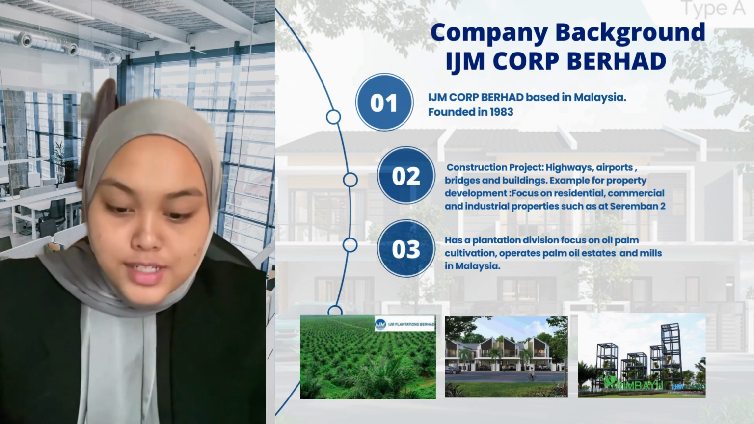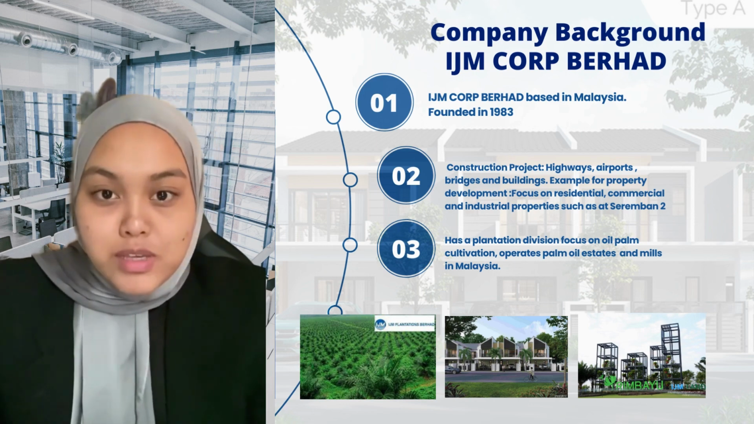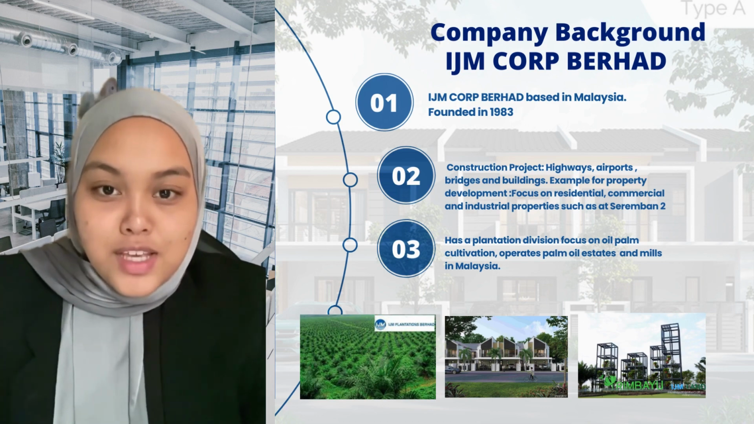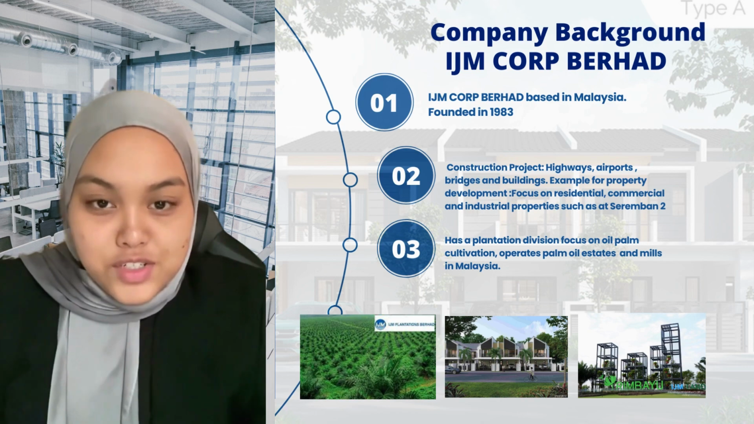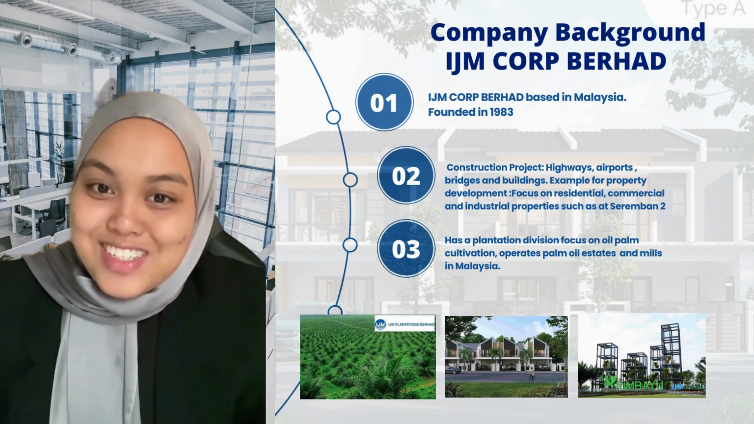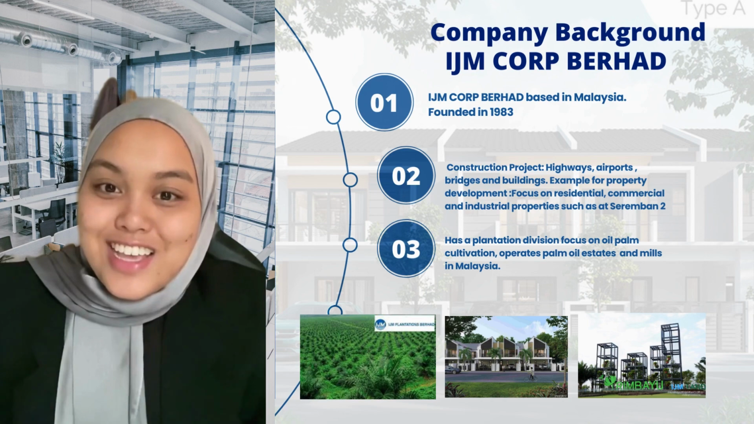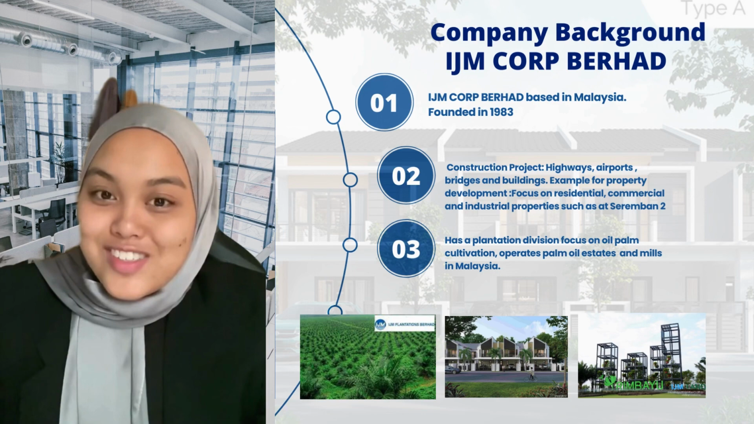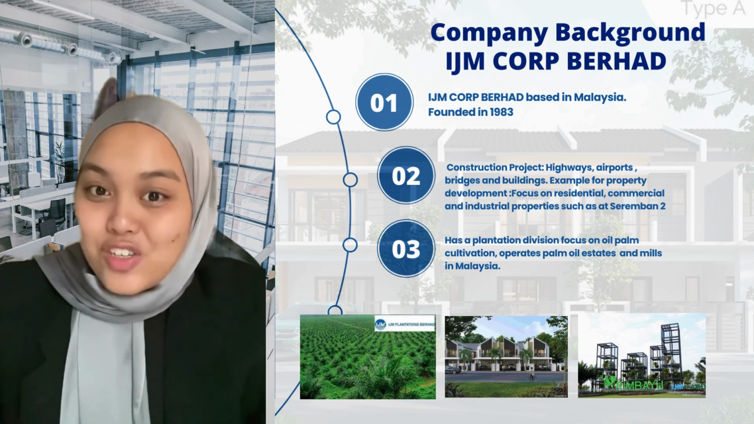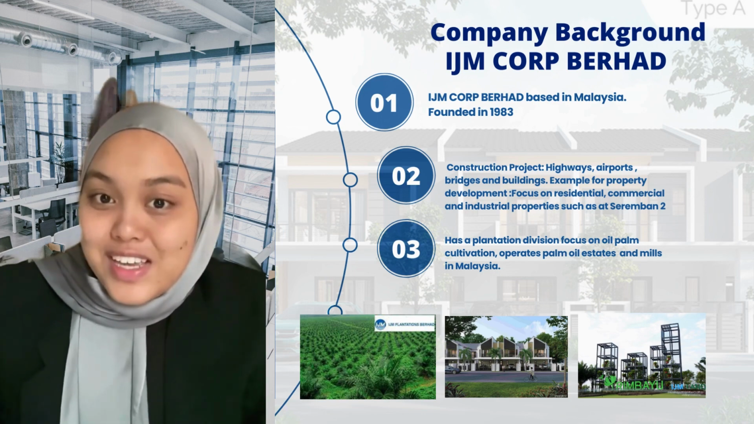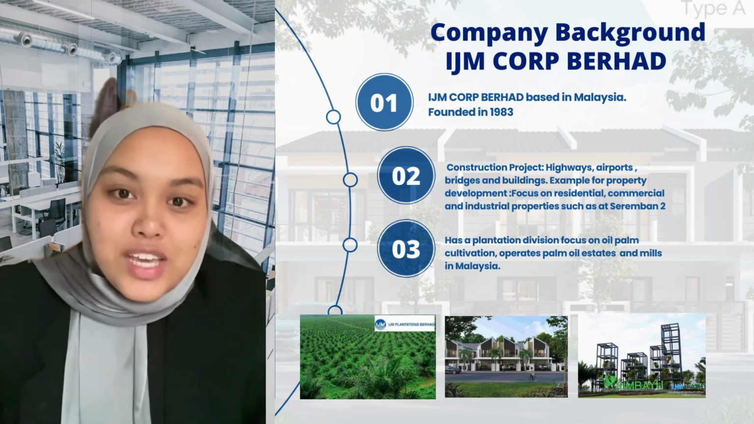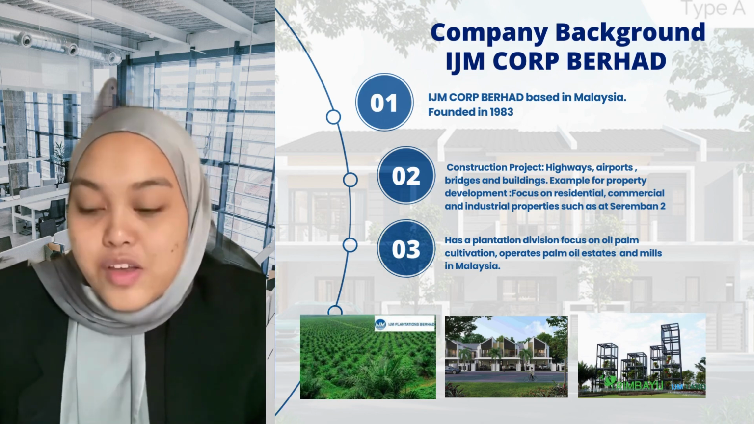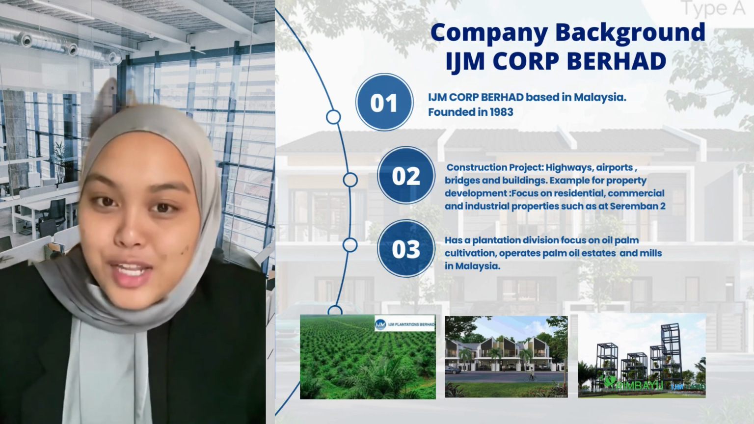IJM Corporation Berhad was founded in 1983. It has become one of the largest companies in Malaysia. IJM Corp Berhad is involved in multiple sectors, including construction, property development, and plantation. One of their property developments is IJM Land Seremban 2, and they cultivate and process oil palm. The construction division of the company constructs residential properties, highways, bridges, and airports. Overall, I believe IJM Corp Berhad is focused on sustainability, responsibility, environmental conservation, community development, and employee welfare.